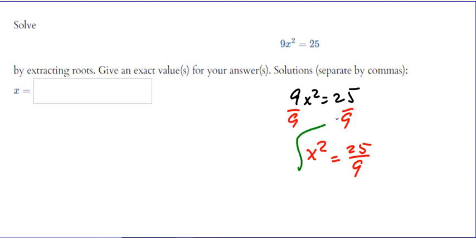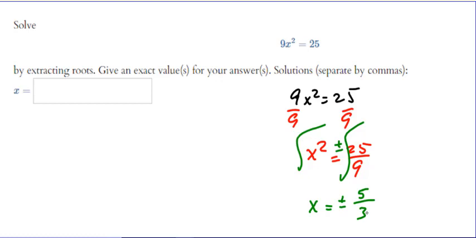Folks, when you have an x squared or a squared term you want to get rid of, you take the inverse of it, which would be the square root. When you do that, know that you have two possible solutions. The square root cancels the square, so that's equal to plus or minus. The square root of 25 is 5, and the square root of 9 is 3.